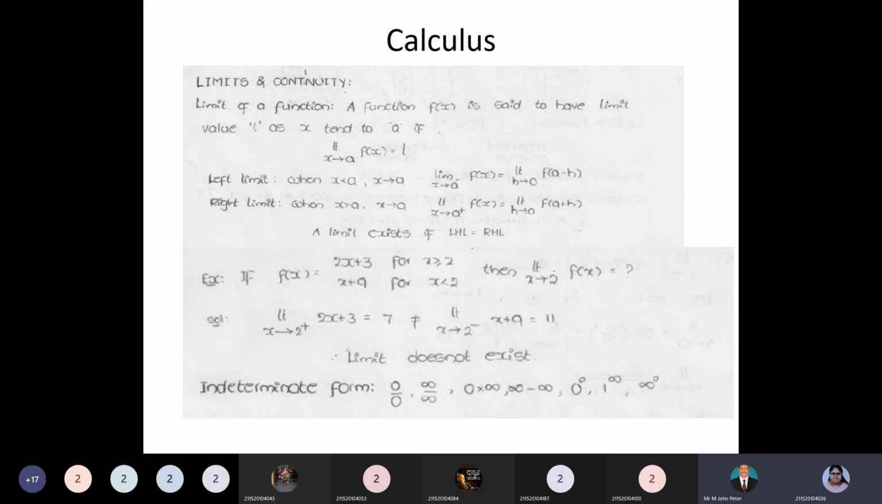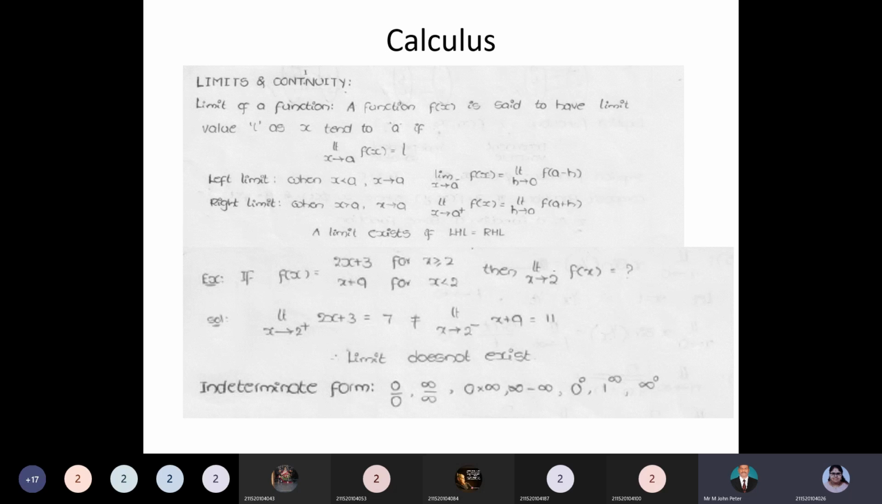Left limit: when x is less than a, x tends to a can be denoted like this. There are a few different ways. Some authors may mention it with x replaced by a minus h for the left limit, and a plus h for the right limit, where h is a very small value near 0. Here we simply take the limit as x tends to a minus, that is, from a minus we approach the limit. F of x, limit h tends to 0, f of a minus h, with h a very small value.